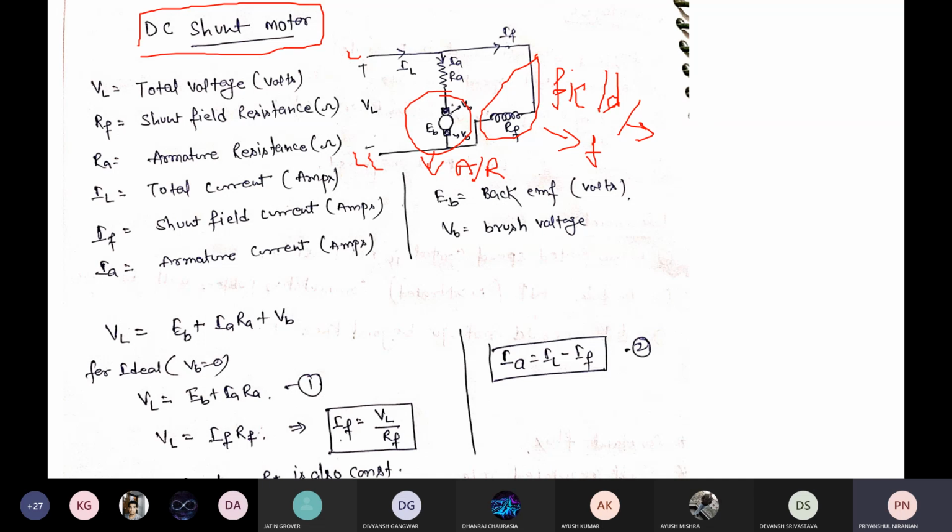The armature winding is the rotating part, so I place this winding on the rotor. So in the DC machine you have to understand which one is rotating: the armature. So I place the armature on the rotor, and the field winding on the stator. Okay, so one point is clear.